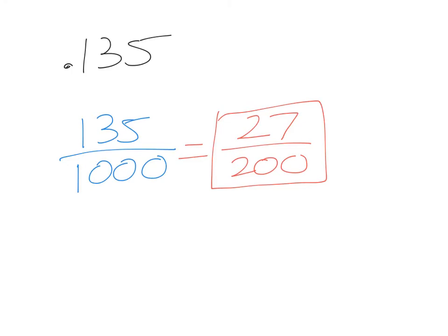Now, what we're going to do is look at what if it's not a terminating decimal. What if I have something like 0.5 repeated? This is not a terminating decimal. This is a repeating decimal. So this is 0.5555, and so on and so on. So what I'm going to do is let this repeating decimal equal x.